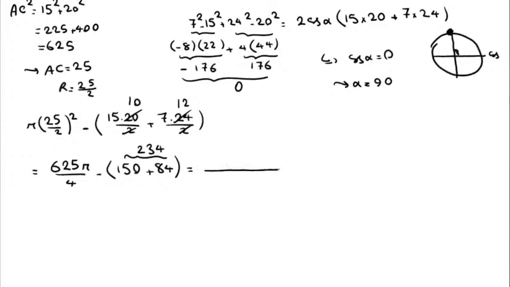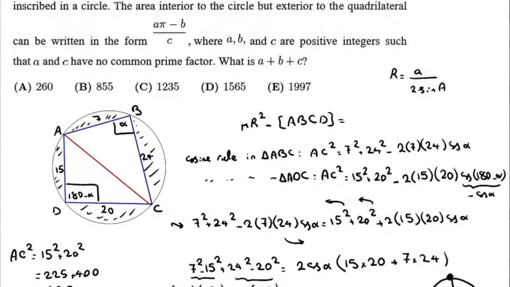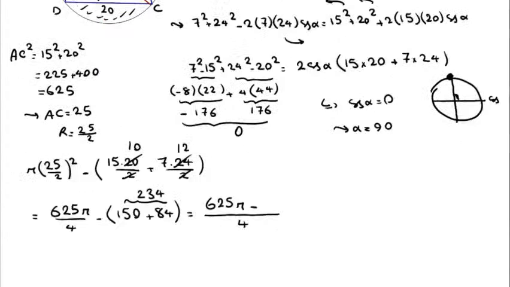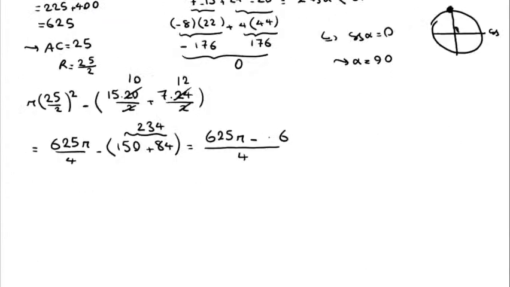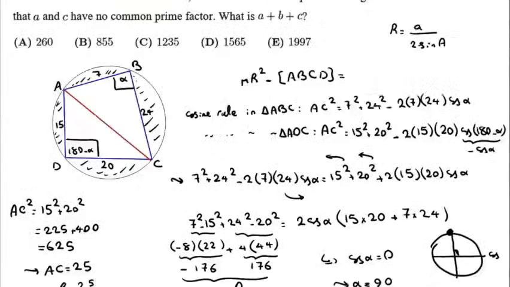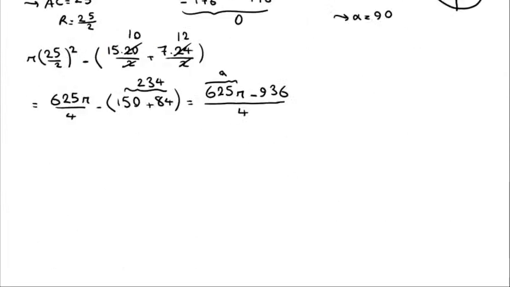Let's see what the problem says: a pi minus b over c. So here it will be 625 pi over 4 minus 234, and it wants a plus b plus c. So a is this part, b is this, and c is this.